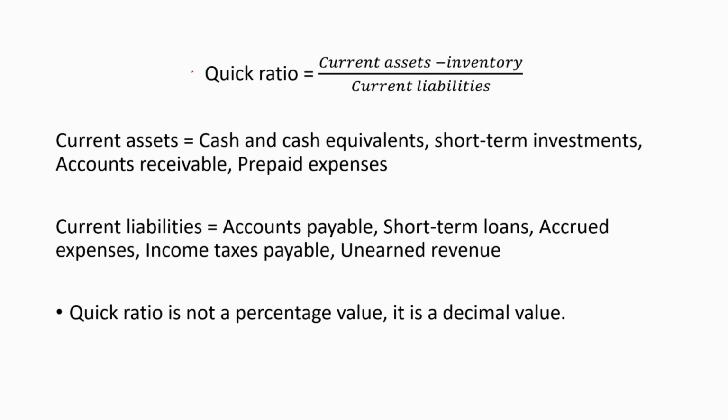This is how we can calculate the quick ratio. Current assets minus inventory divided by current liabilities. The only difference between the current ratio and the quick ratio is that we exclude the inventory from the current assets in the quick ratio. These are the current assets as before. We do not consider the inventory under current assets, and these are the current liabilities as before. If the question is giving you the total current asset amount, you have to deduct the inventory amount. If they are giving the current assets one by one, you just have to calculate the current assets without the inventory. Quick ratio is not a percentage value, it is a decimal value.